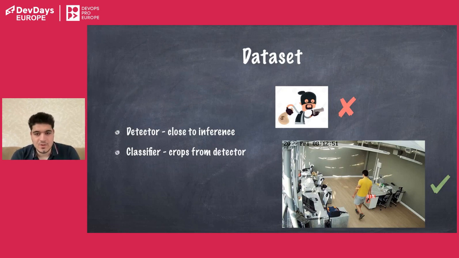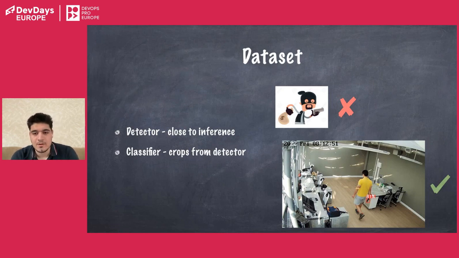For the detector, you need to collect data as close to inference as possible. If your inference is going to be on security cameras, you would want to collect your dataset on cameras close to those ones. For sure, you need to place them correctly to have correct angles, just how inference cameras are going to be. And of course, your objects in frame should be close to inference too.